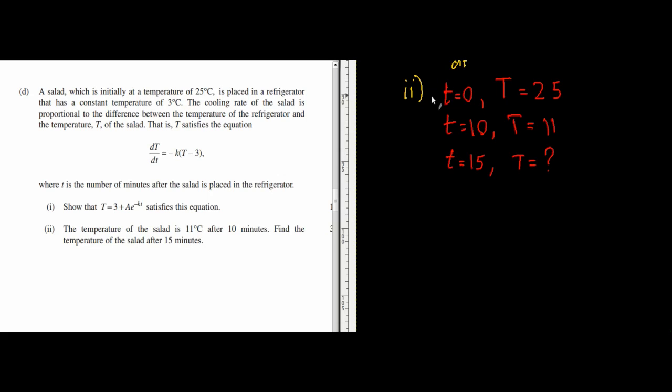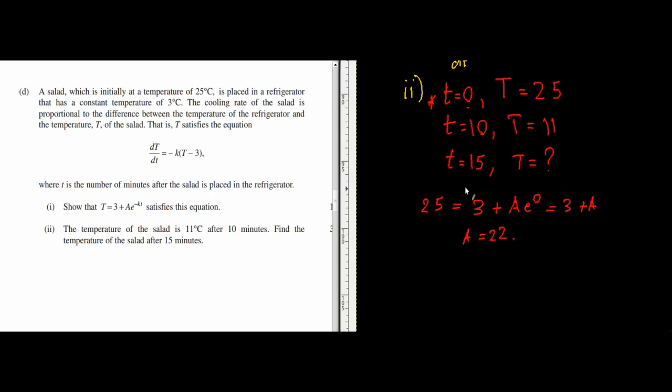So plugging in the initial data, what I'm going to have is 25, the temperature, is equal to 3 plus A e to the 0. Because it's minus kt, and t is 0. E to the 0, remember, is 1. Anything to the power of 0 is 1. So all I have is 3 plus A, and this means A is equal to 22. So that was easy.